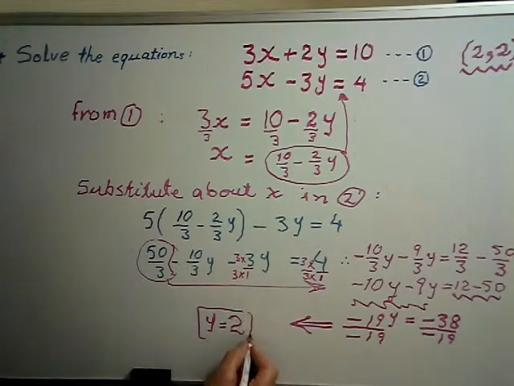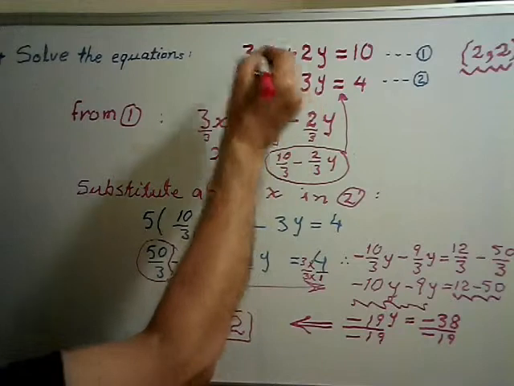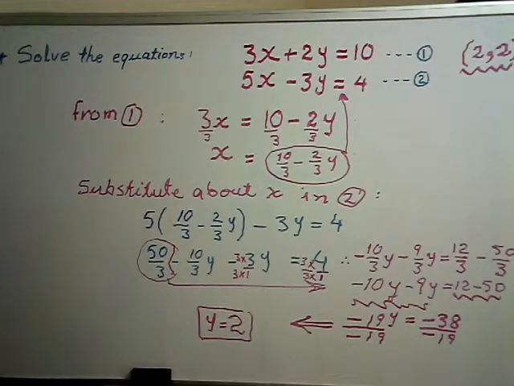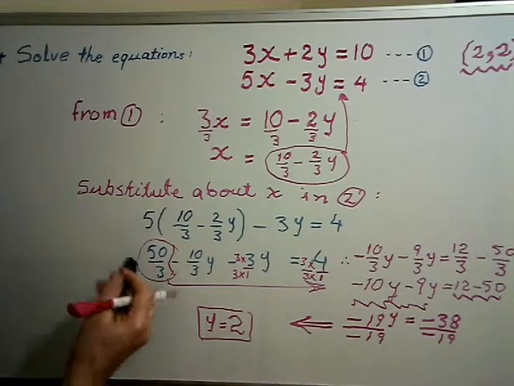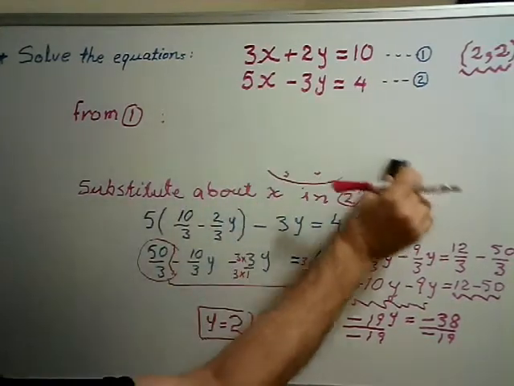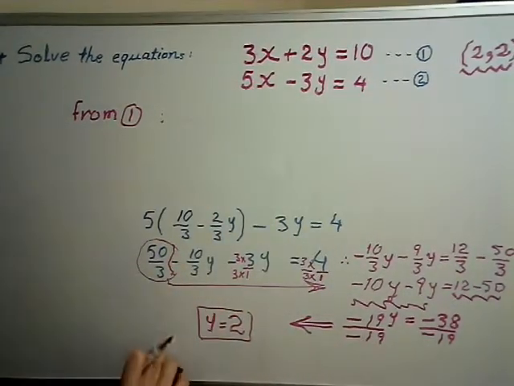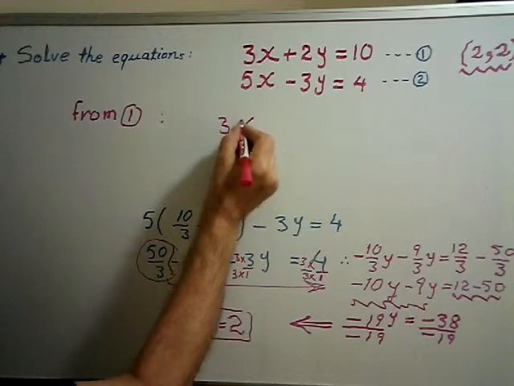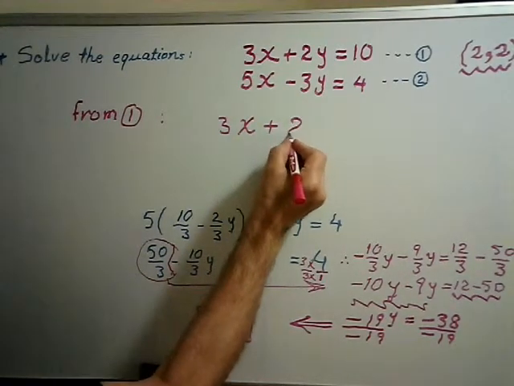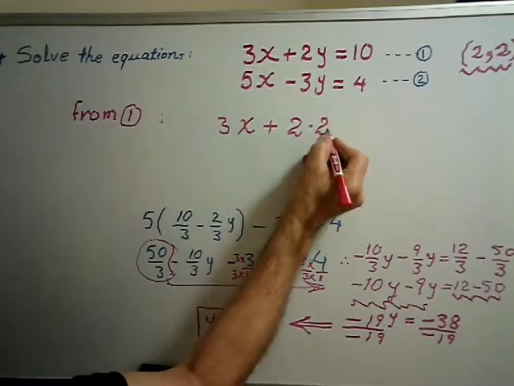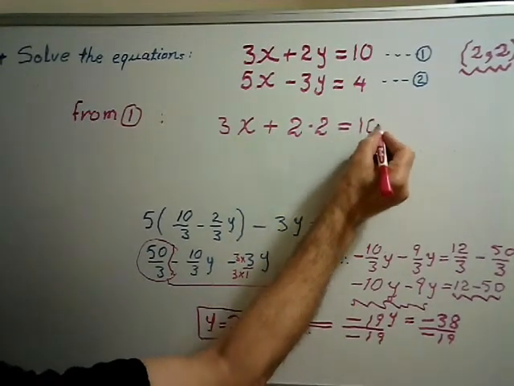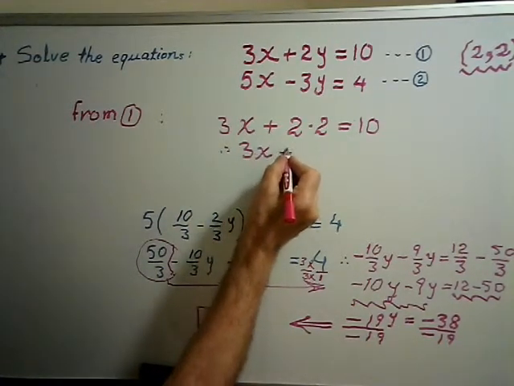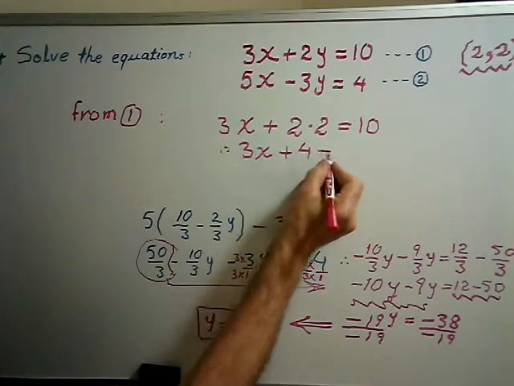So as we got y, then we make substitution in equation 1 or equation 2 to find x. Make the substitution in any of the given equations. Let me do it in the first equation. So 3x plus 2 times 2 is equal to 10. That means 3x plus 4 is equal to 10.